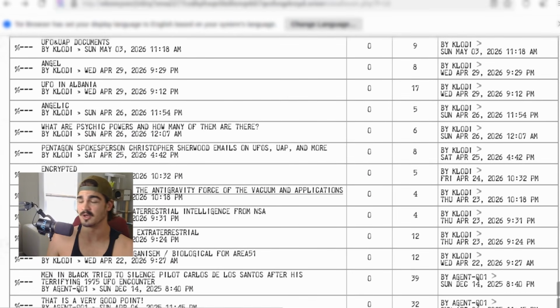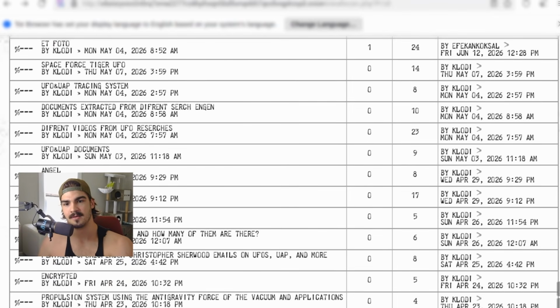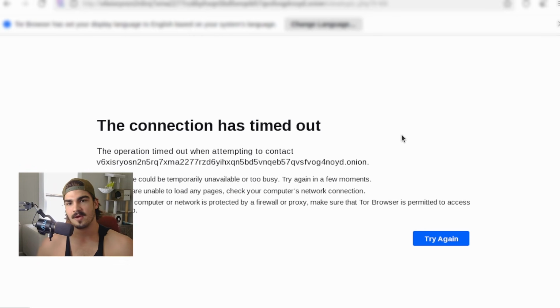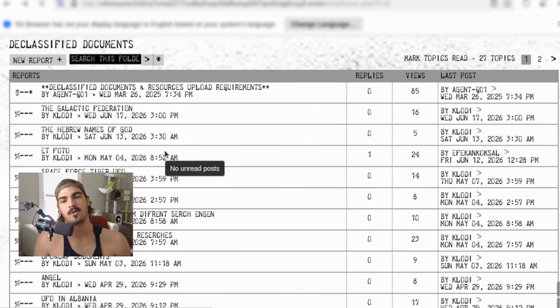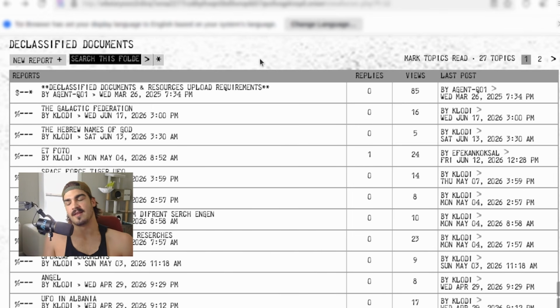Let's see if we can find a picture of an alien. I think that would be fun. UFO in Albania. Also posted by Claudie in April of 2026. Crazy stuff. This guy's just a baller with it. Seems like we can't find the alien video. ET photo, spelled with an F. Interesting choice here. Let's see if this link will open up for us. Guys, so it seems like a lot of these links right now are not working for me, so we're gonna move on. I'm a little bit aliened out for the day anyway.